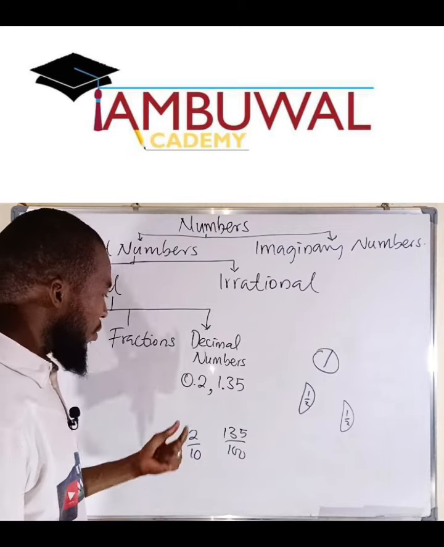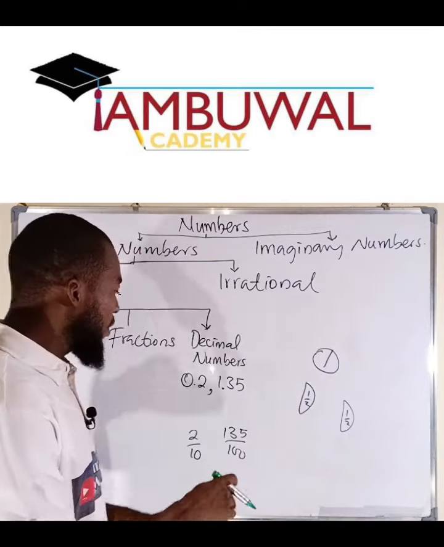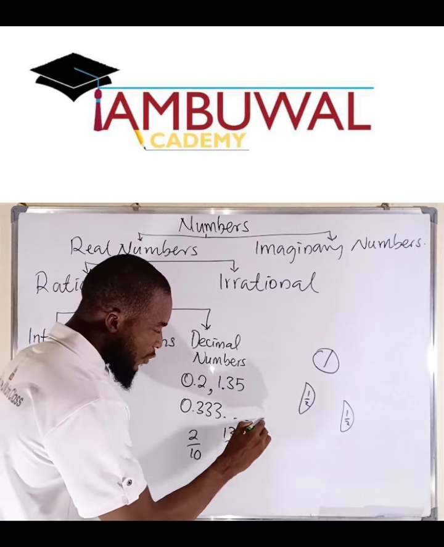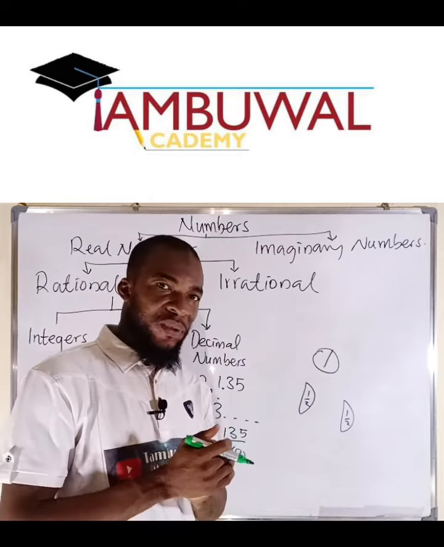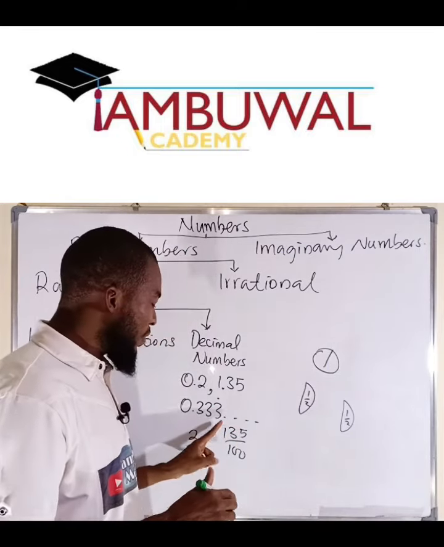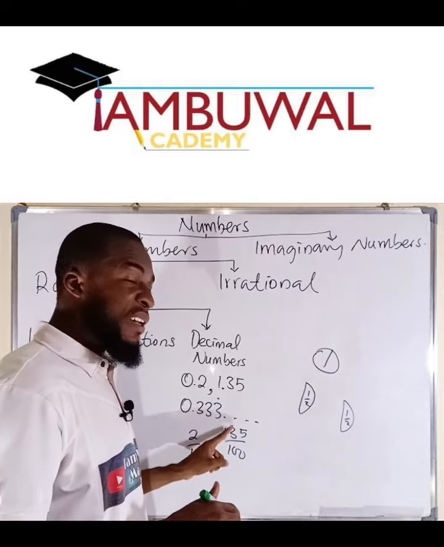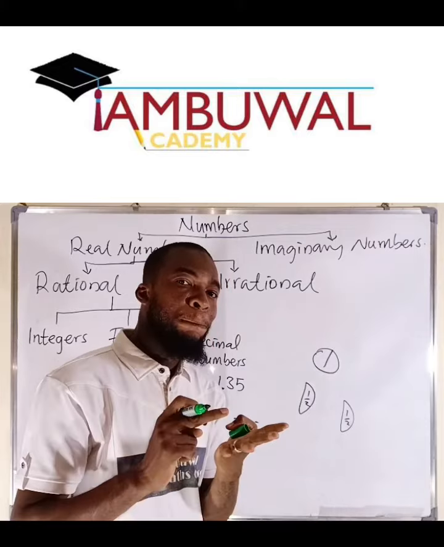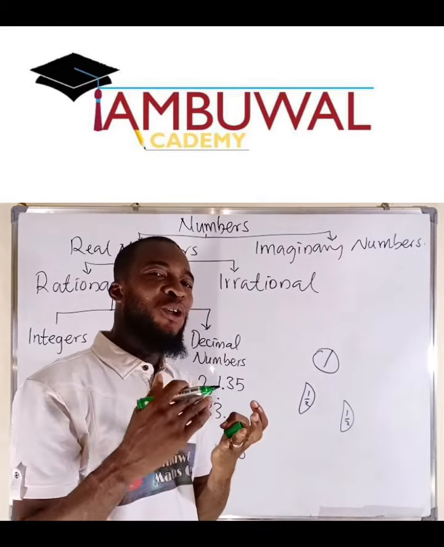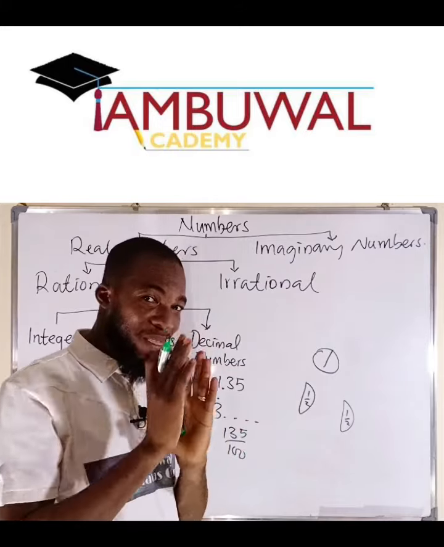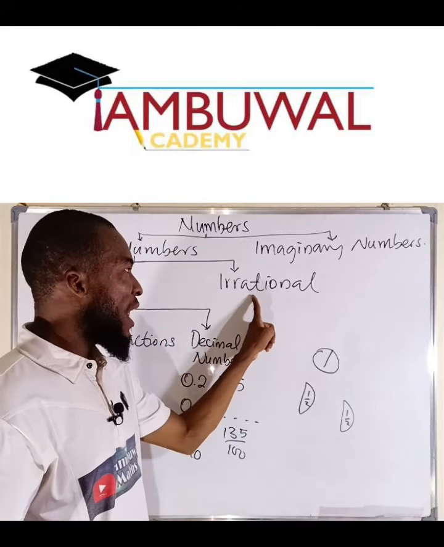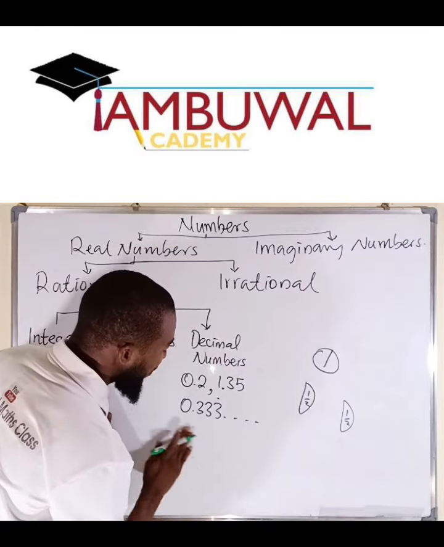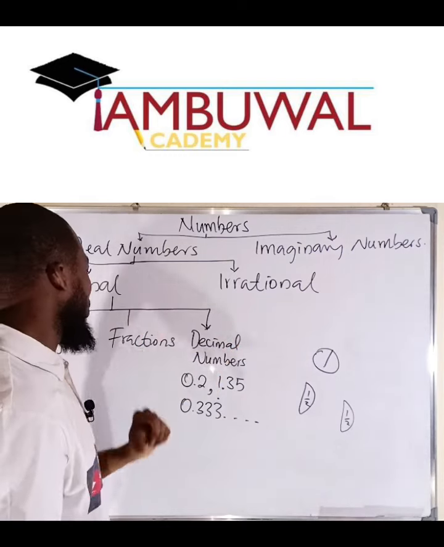Another category of decimals, numbers that are rational, are numbers like this, 0.333, and so on. This type of decimal number is regarded as non-terminating because you can see we have dot dot. It means that this 3 is recurring. It keeps on repeating itself. So it is non-terminating but recurring, because if we have non-terminating, non-recurring, that type of decimal number is going to be categorized under irrational numbers. So these are the 2 examples of decimal numbers that are rational numbers.